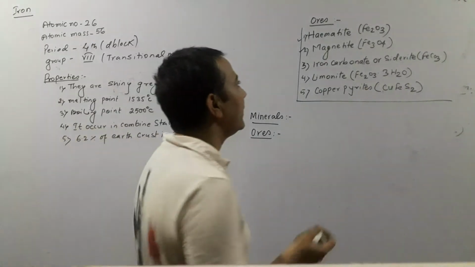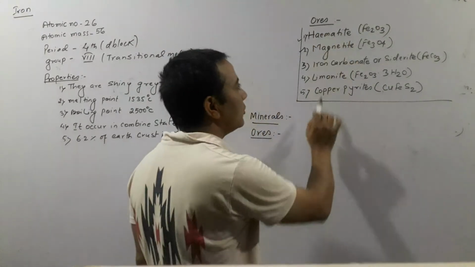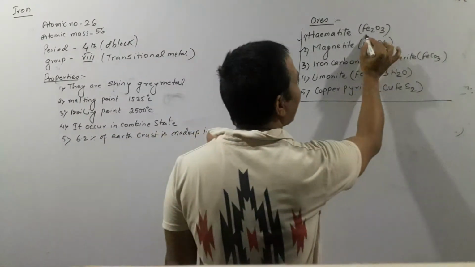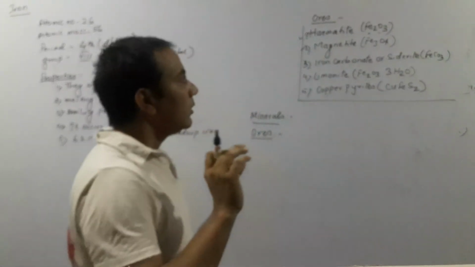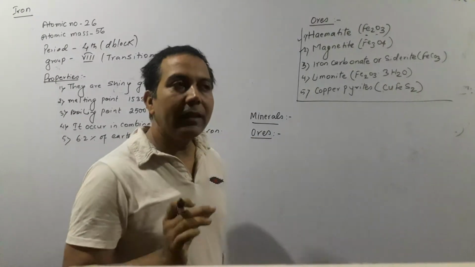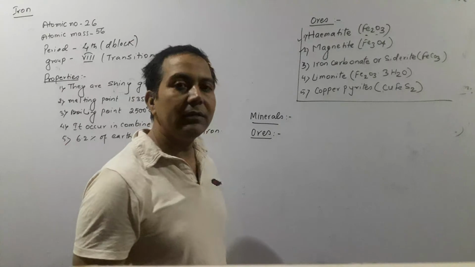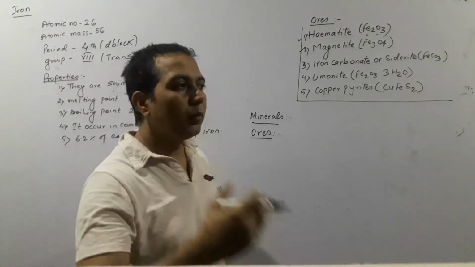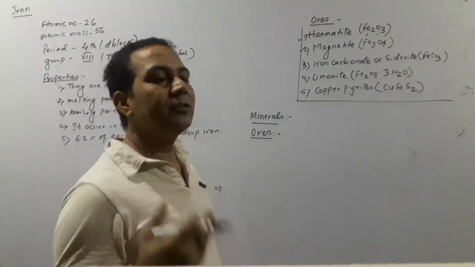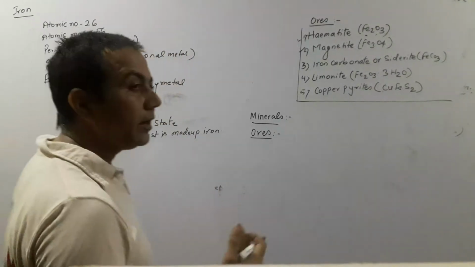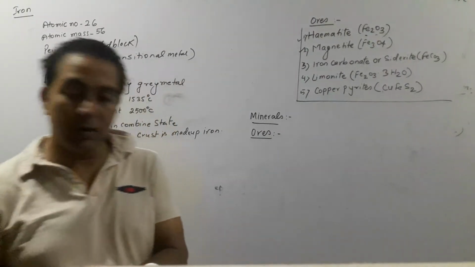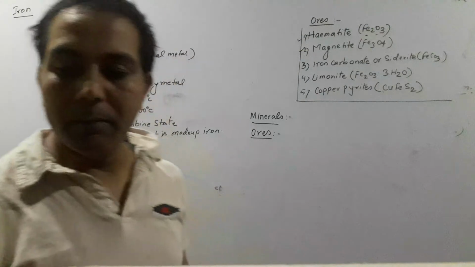For example, there are lots of examples of iron ore, like hematite and magnetite. So what do they contain? Iron oxides. In this ore, iron is combined with oxygen and the amount of iron is large, so that we can easily extract it for industry, and it is profitable because it contains a large amount of metal. So these are the meanings of ores and minerals.